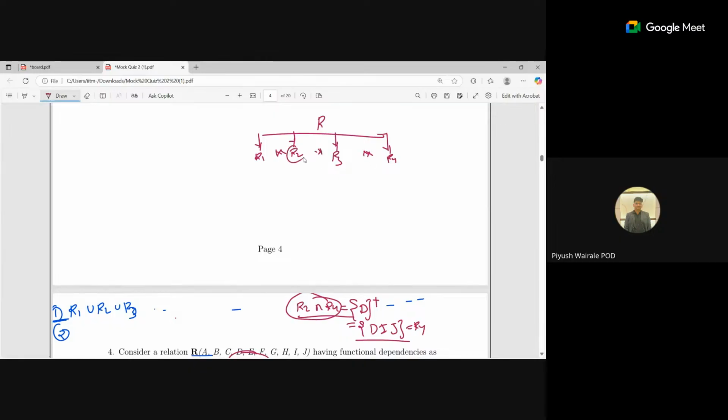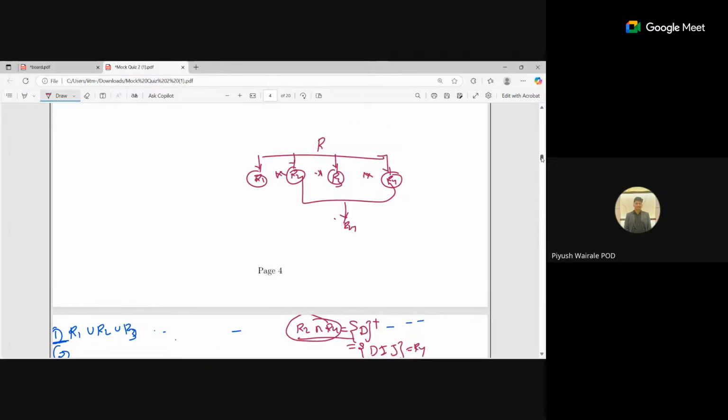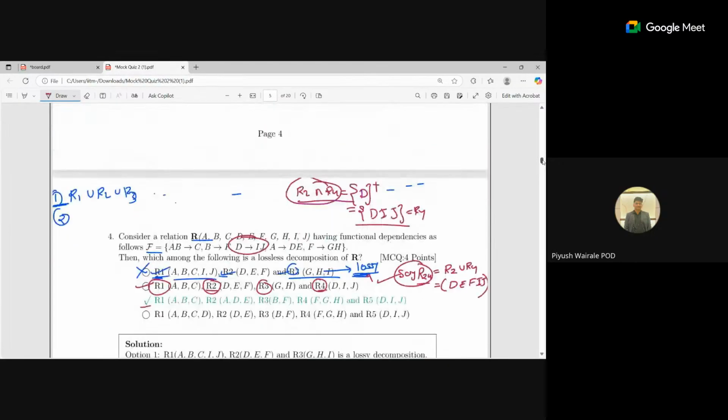So first I will try to join these two relations. I am getting R24. Now I need to join R1, R3 with R24, but I cannot perform the join operation because there is no common attribute. So in that case, we will get a lossy decomposition here.